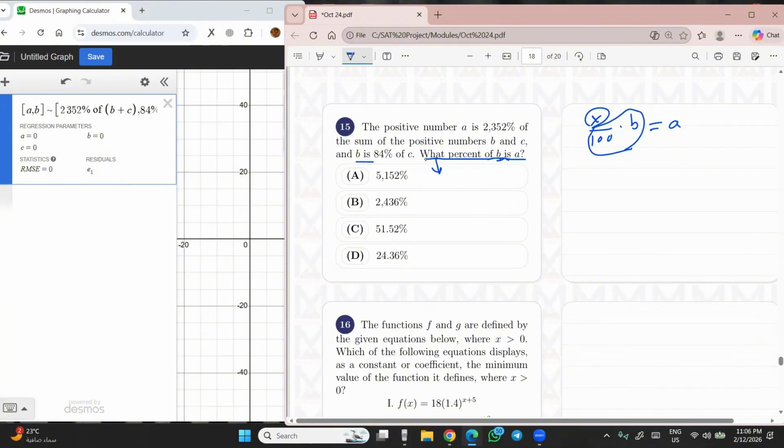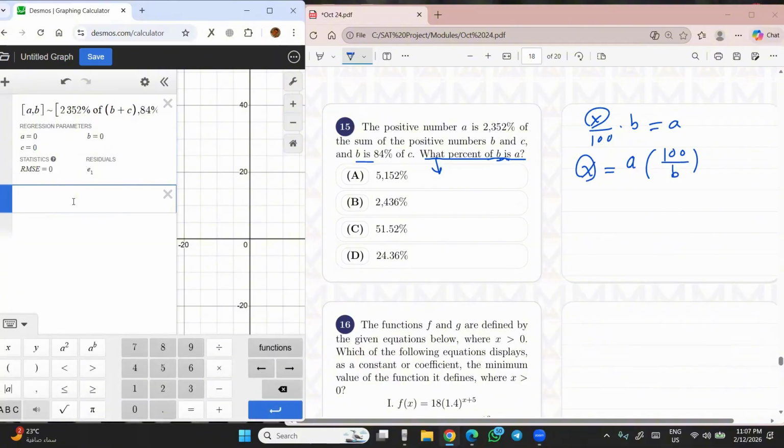This is a fraction because B is up and 100 is down. So if you want to get rid of them, just move them to the other side and write A times 100 over B. That's it. So we need to get the value of X, which is A times 100 over B. But if you write them here the same way, you will get undefined because A, B, and C are all zeros, as you can see.